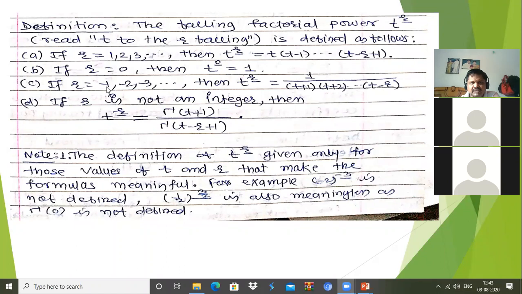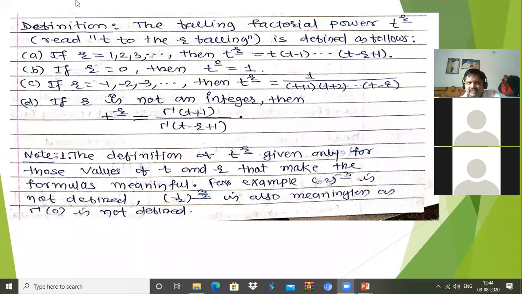If r equals minus 1, minus 2, minus 3 and so on, then t to the falling r equals 1 upon t plus 1, t plus 2 up to t minus r. And if r is not an integer, then t to the falling r is equal to gamma of t plus 1 upon gamma of t minus r plus 1. So in these four subsections, t to the falling r is defined there.